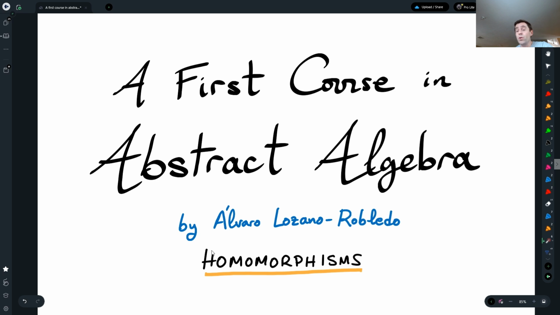Previously we've talked about normal subgroups, and today we're going to extend the notion of isomorphism to other types of maps, and we'll see at the end of the lecture how this actually relates to normal subgroups.